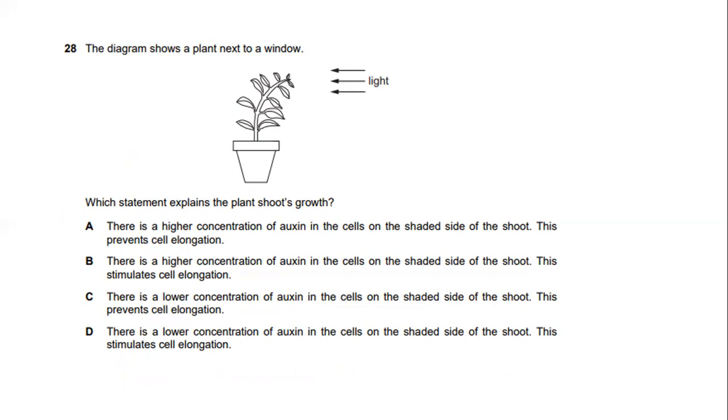The diagram shows a plant next to a window. Which statement explains the plant should grow? So there is a higher concentration of oxygen in the cell on the shaded side of the shoot, and this stimulates cell innovation. The answer is B.